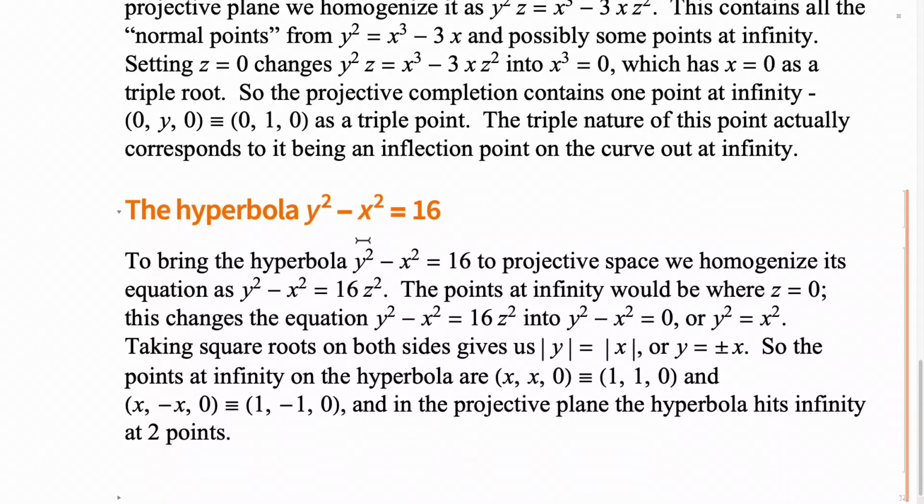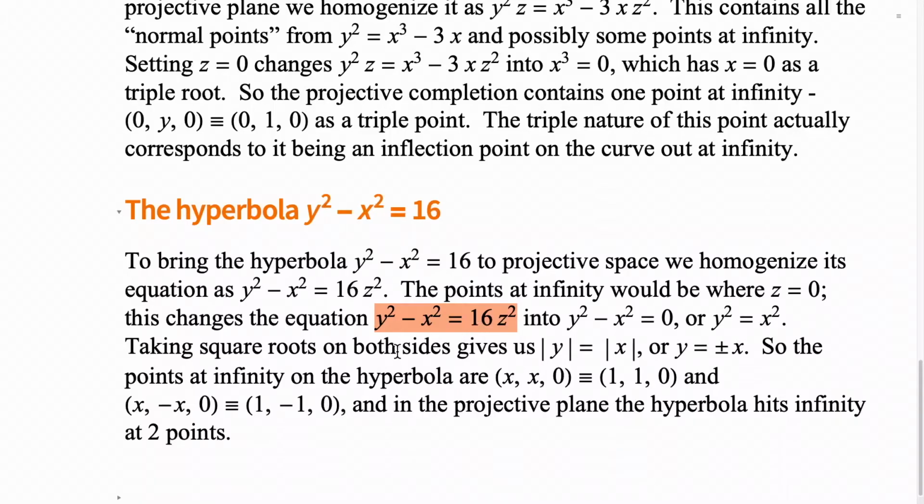As the last example of bringing a curve into the projective plane, let's take a look at the hyperbola y squared minus x squared is 16. To bring that into the projective plane, we homogenize it as y squared minus x squared is 16z squared. That's going to include all the regular points on the hyperbola. The points at infinity would be where z is 0. That's going to change the equation y squared minus x squared is 16z squared into y squared minus x squared is 0, or y squared is equal to x squared.